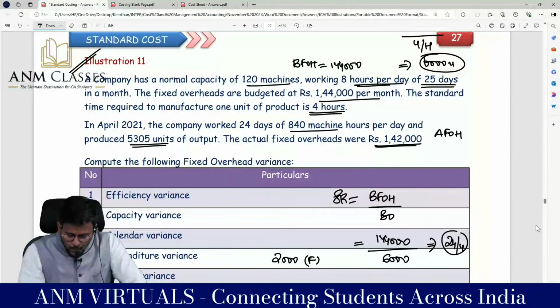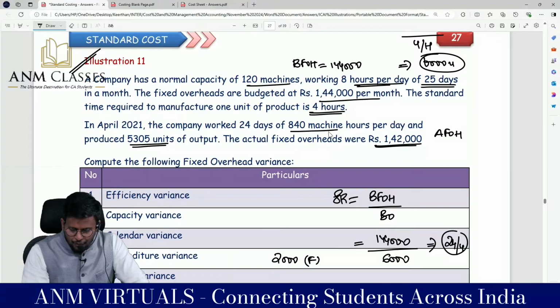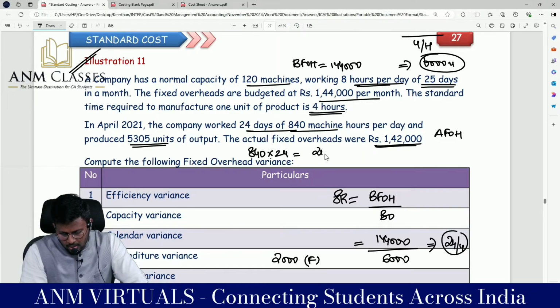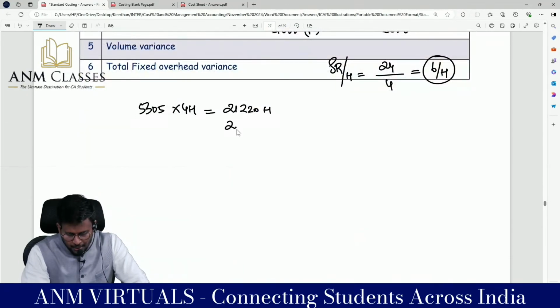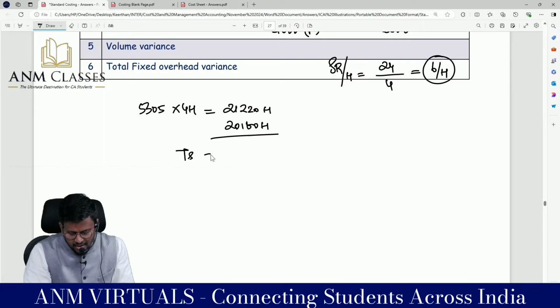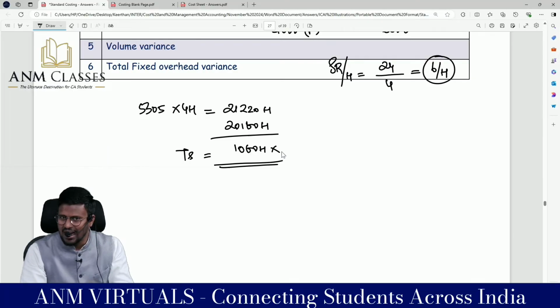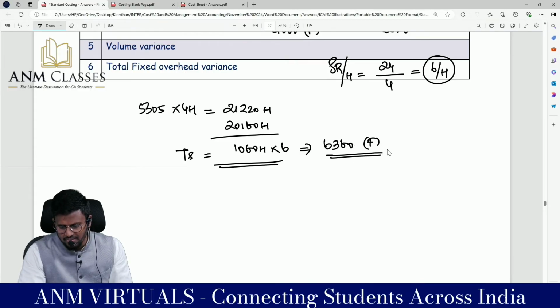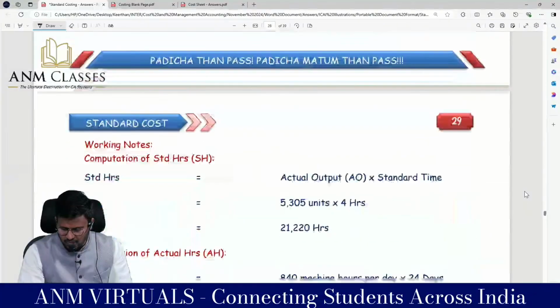But what is the actual time you have taken? Company worked 840 into 24 days. 840 into 24 comes to 20,160. That means out of 21,220 hours allowed, you finished in 20,160 hours. Time saved is 1,060 hours. What is the absorption rate per hour? 6. So 1,060 into 6 is 6,360 favorable, because I have saved the time. So the answer should be 6,360 favorable.